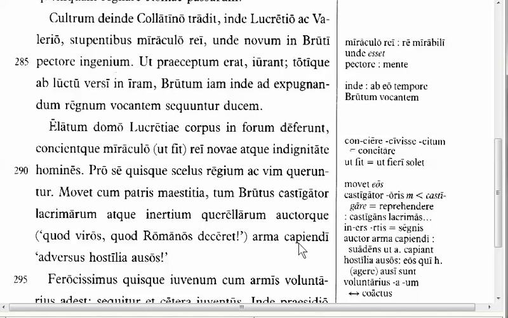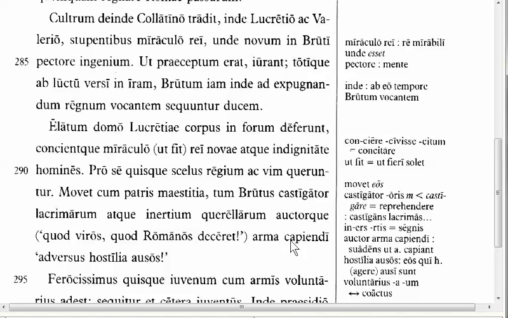The use of capiendi here is a gerund form with the neuter accusative object, arma, of seizing weapons. If we were going to change this into a gerundive from the present active genitive neuter singular word here, capiendi, we would have armorum capiendorum, of weapons being seized.